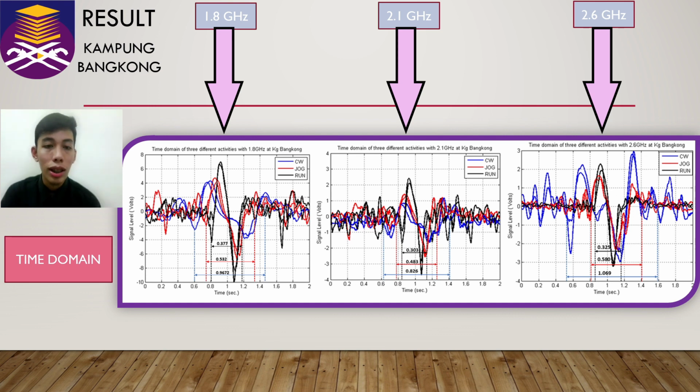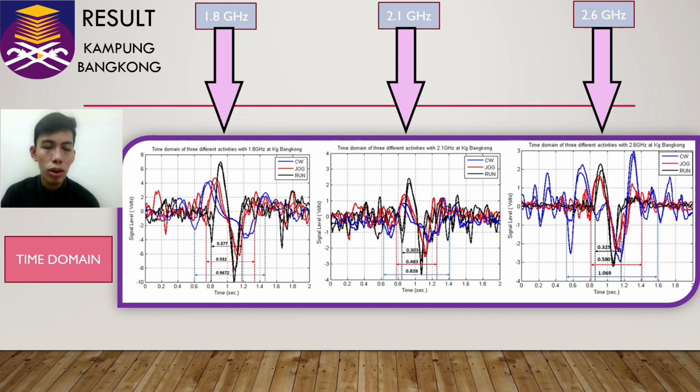As you can see, CW, which is the blue line, has the longest time taken because the person just walked casually at a speed of 3 km per hour. For this frequency, the highest signal level is run, which is the black line, which is due to the Doppler signal from the human's highest speed.